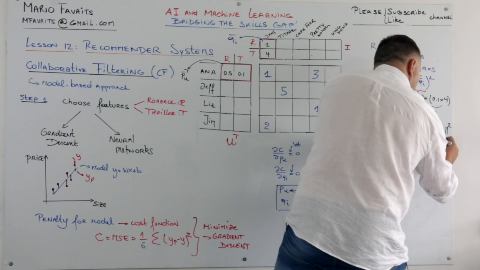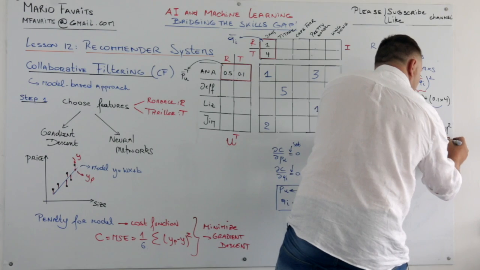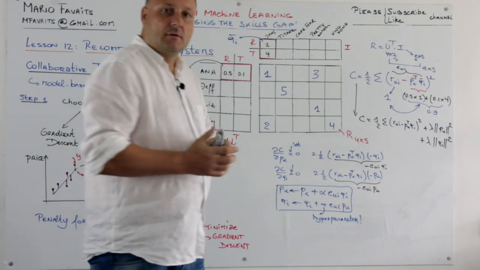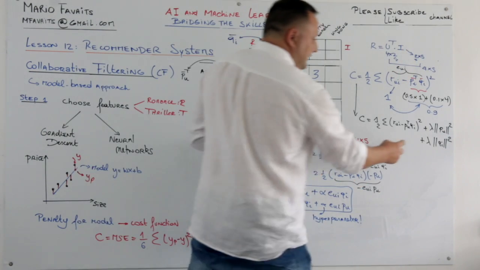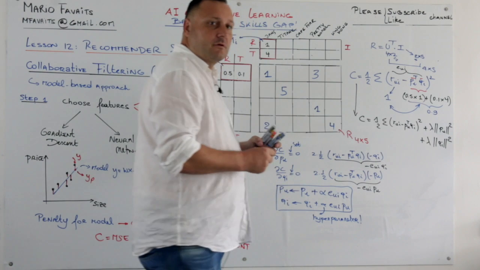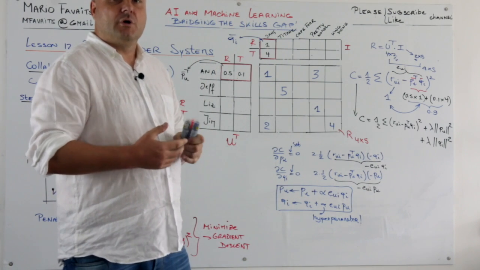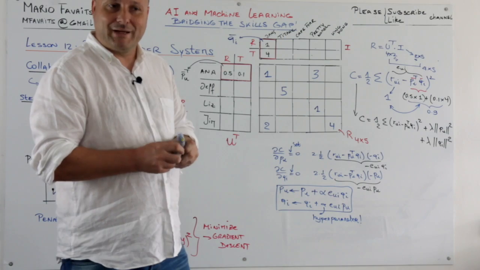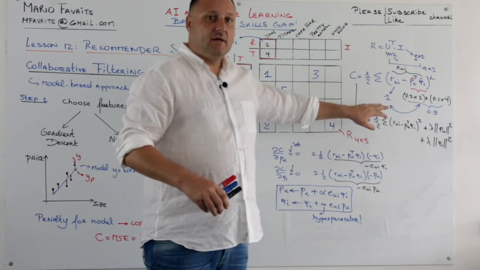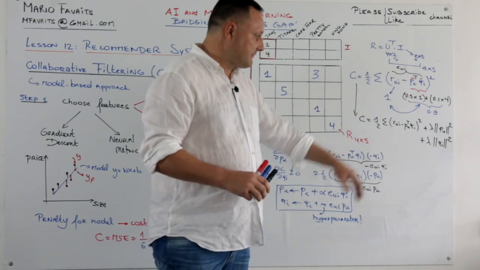Lambda times q_i squared. Remember, this lambda is your regularization factor. The higher the lambda, the more you want to penalize the model for complexity. Again, we've seen this in past lessons. There's no difference here.